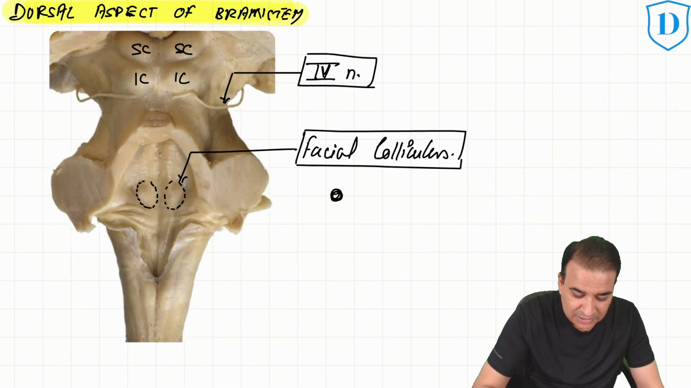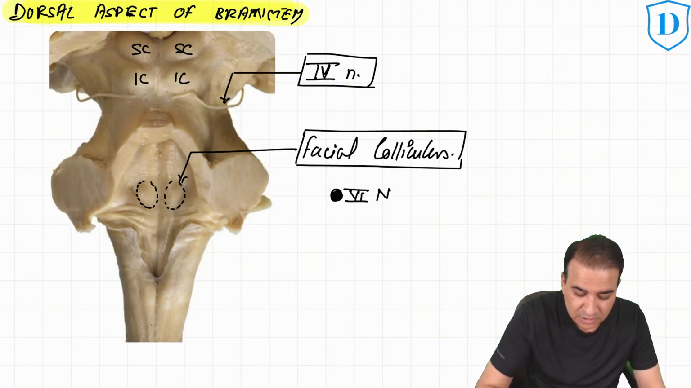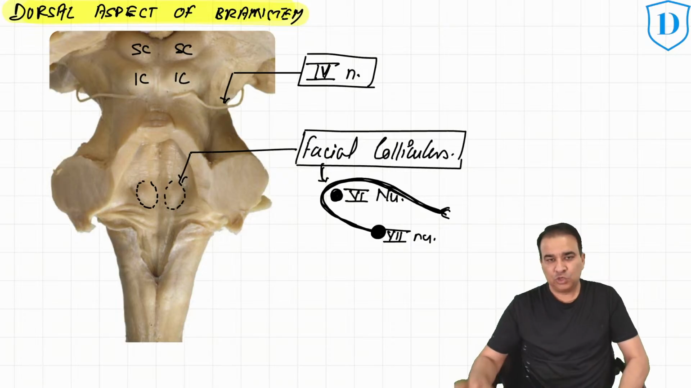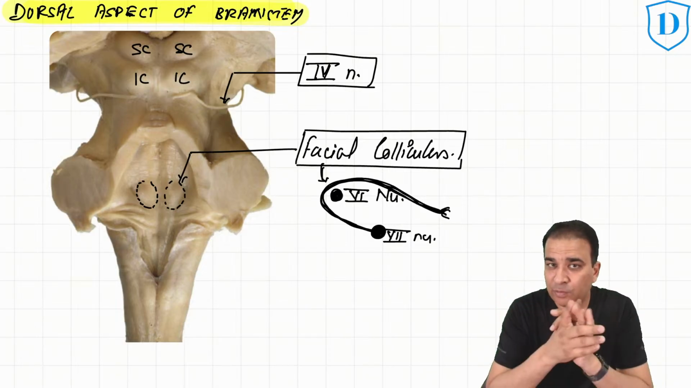We know that the sixth nucleus is there, and the sixth nucleus is surrounded by the seventh nerve. So here is the seventh nucleus also, the sixth nucleus, the seventh nucleus is there, and the facial nerve winds around the sixth nucleus and comes out. So the journey of the facial nerve is around this sixth nucleus, and that colliculus is called the facial colliculus. So this bulge that you see, now there are two types of questions here.